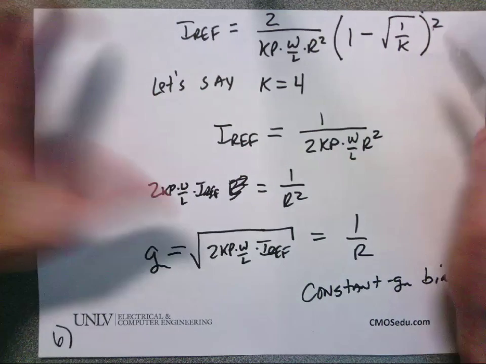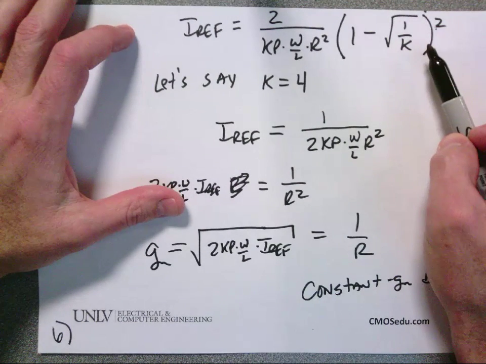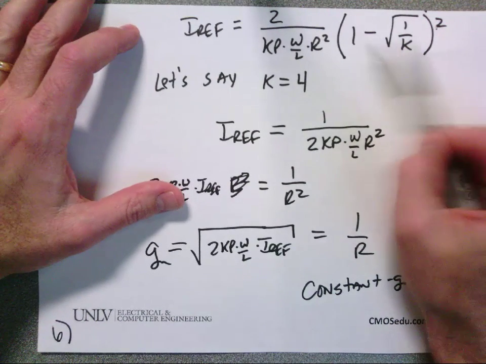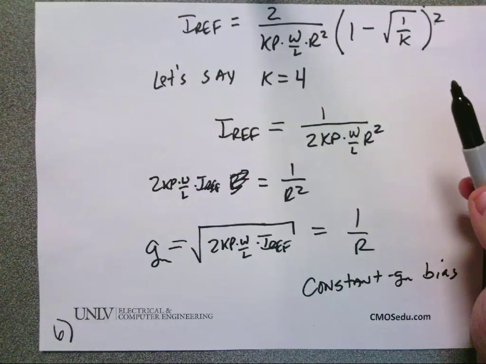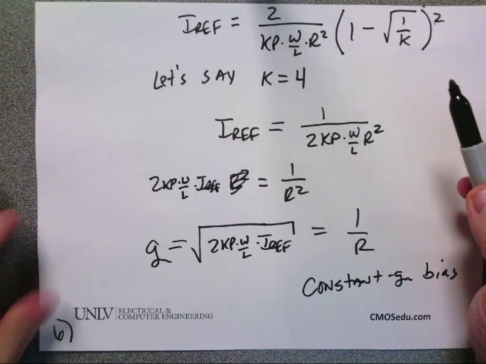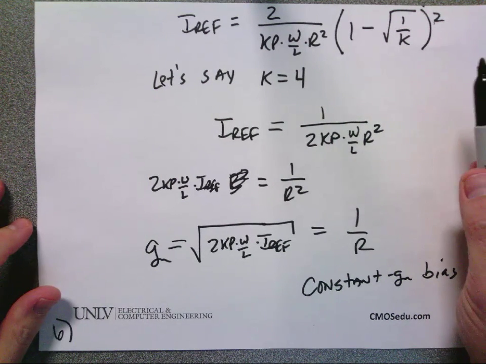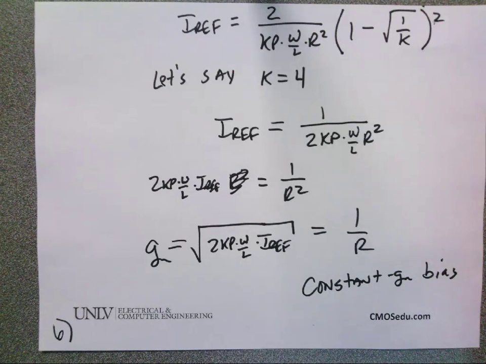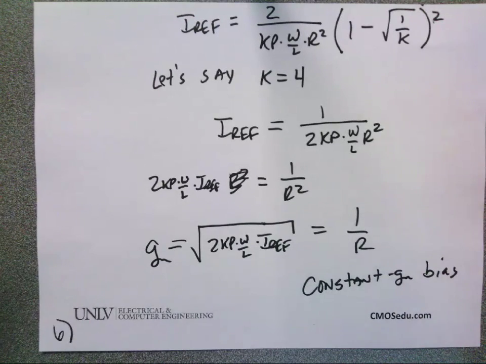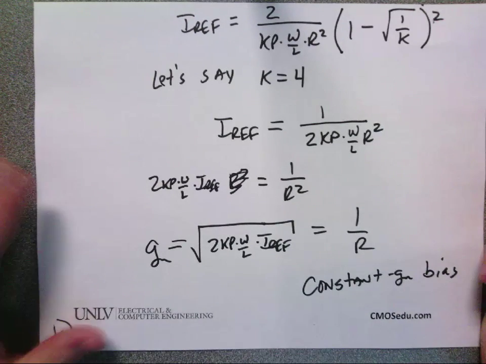I got a question. If K is really big, this term goes to 0. What's the issue with using really big K? What's that? Well, if you use really big K, the M2 VGS goes to the threshold voltage. I'm not sure that's bad, but it is what it is, all right?